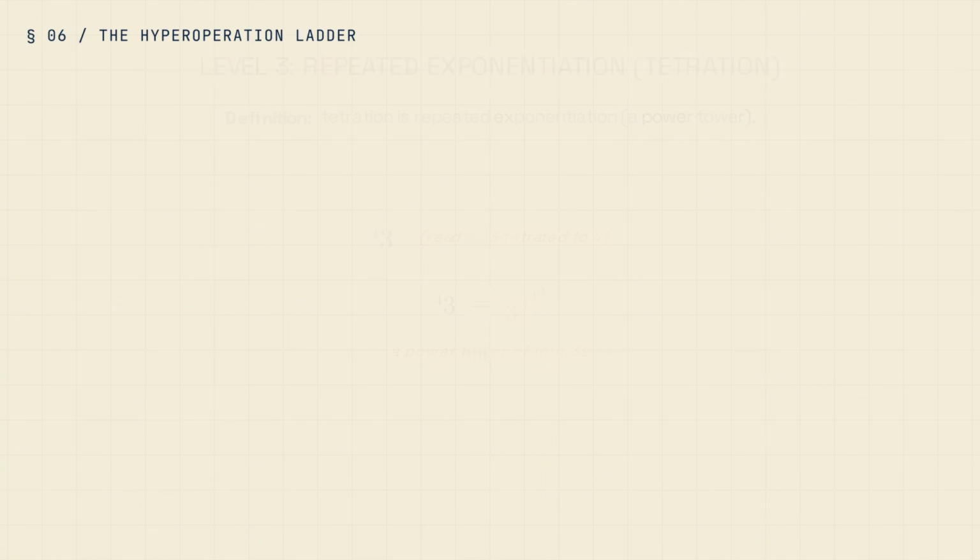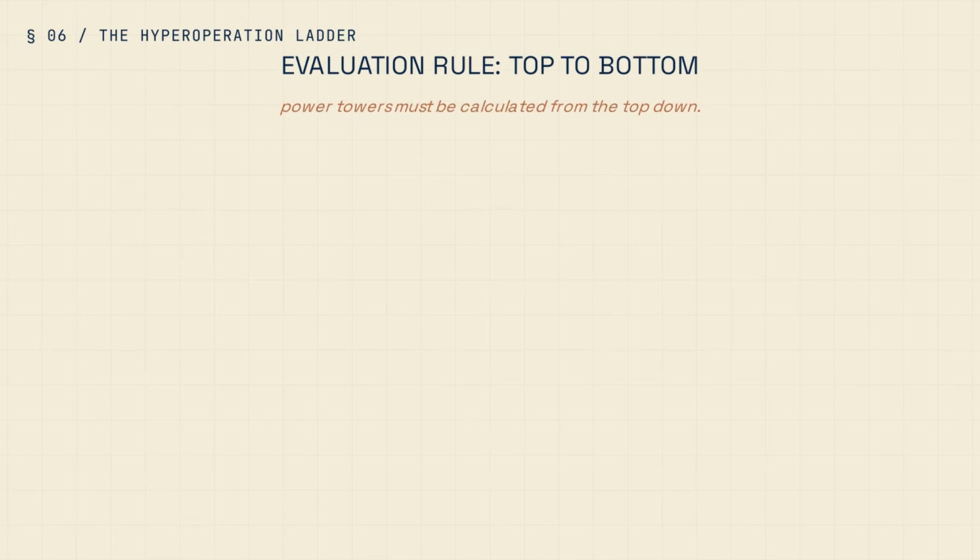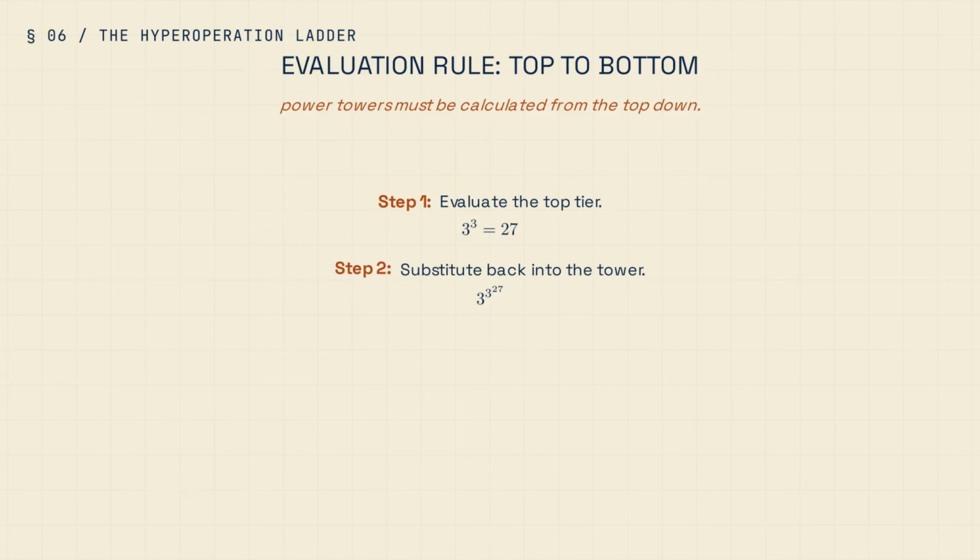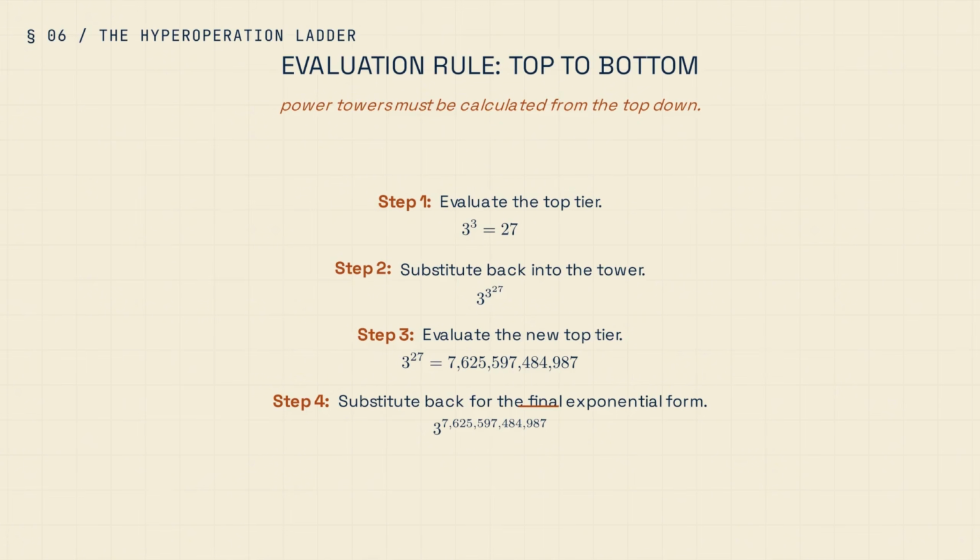Here's the catch. Power towers evaluate from top to bottom. We start at the top. 3 cubed is 27. We substitute that back in. Now the tower reads 3 to the 3 to the 27. Evaluating 3 to the 27 gives us 7.6 trillion. Now we substitute that number and the whole tower collapses: 3 raised to 7.6 trillion.